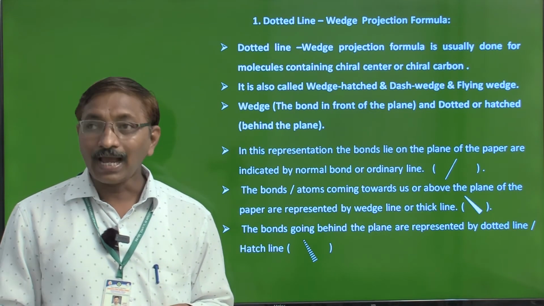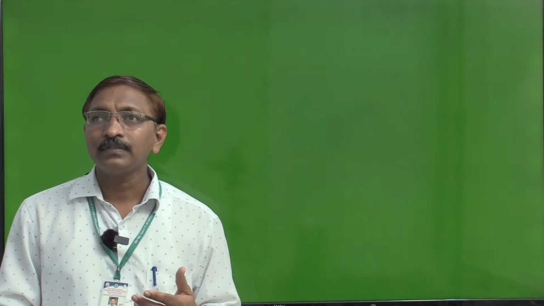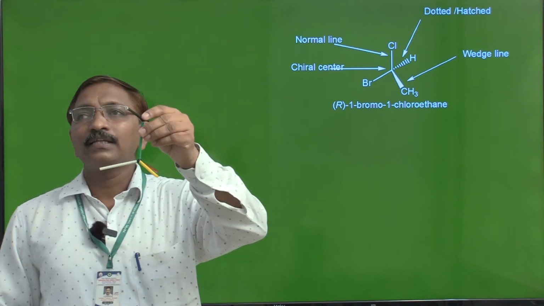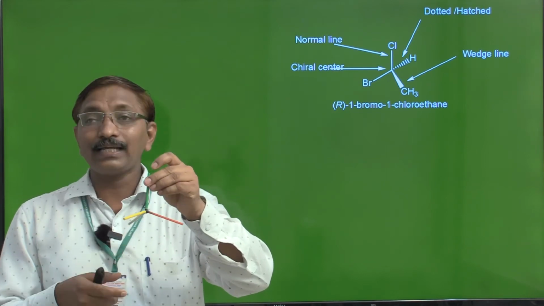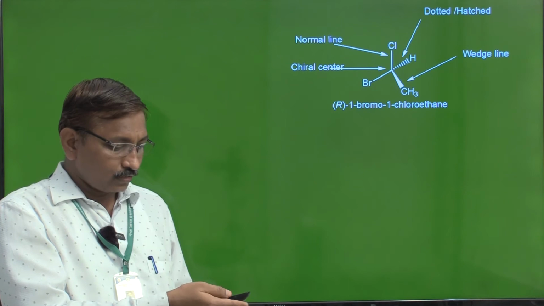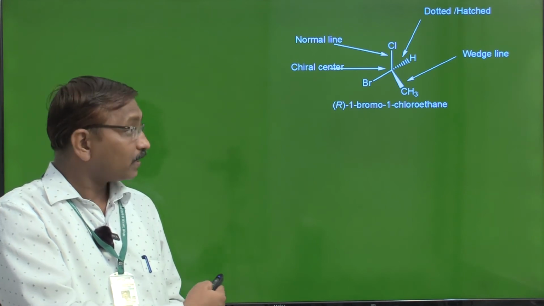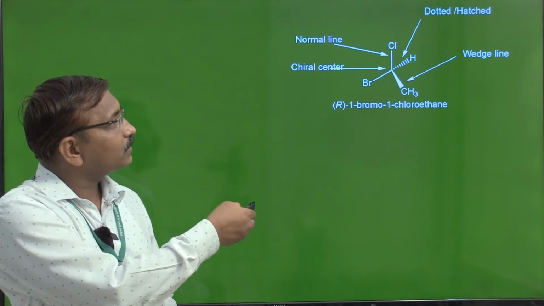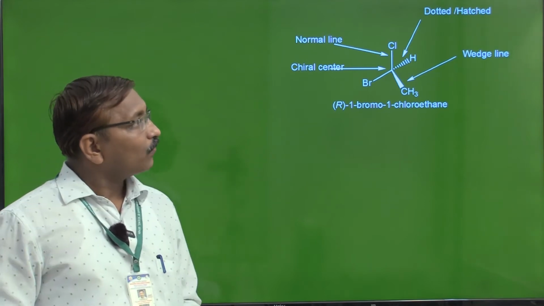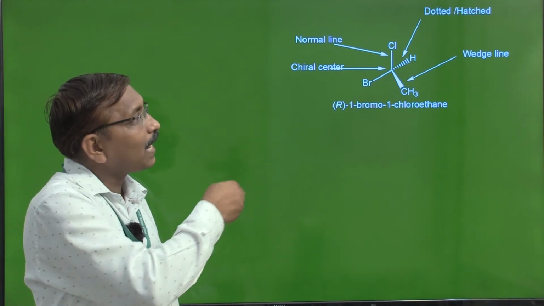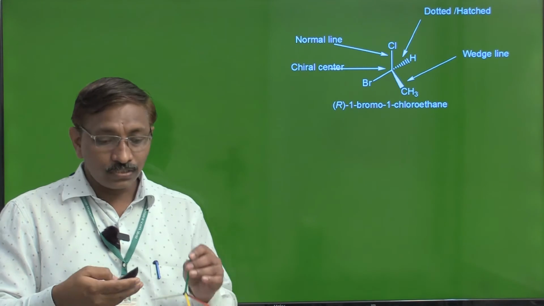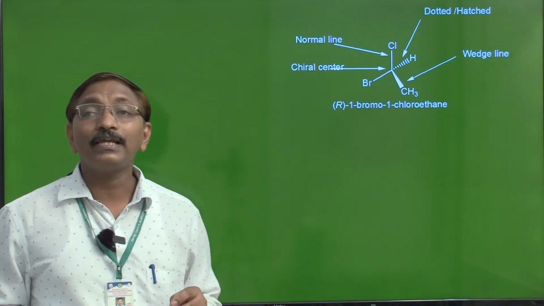So here, as we know, in 3-dimensional, this is the chiral center, that is 1-bromo-1-chloroethane, if we can say that molecule. In this case the chlorine and bromine that are actually represented are in one plane. This is the chlorine and bromine. So here this chlorine and bromine are represented by a normal line, while the dotted line represents the hydrogen atom which is going behind the plane, while the methyl group which is towards you is represented by a thick line or wedge line.